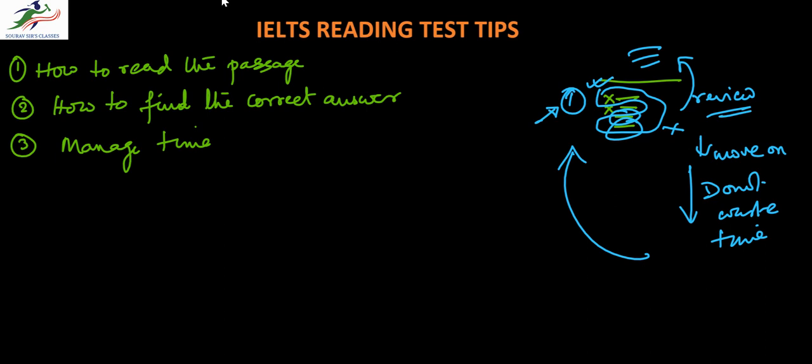So this is a very effective way to manage time and answer the maximum number of questions, because you will have to get 34 correct out of 40 questions in order to have a score of 8+, right? So you just have to ensure that you are able to attempt as many questions as you can.